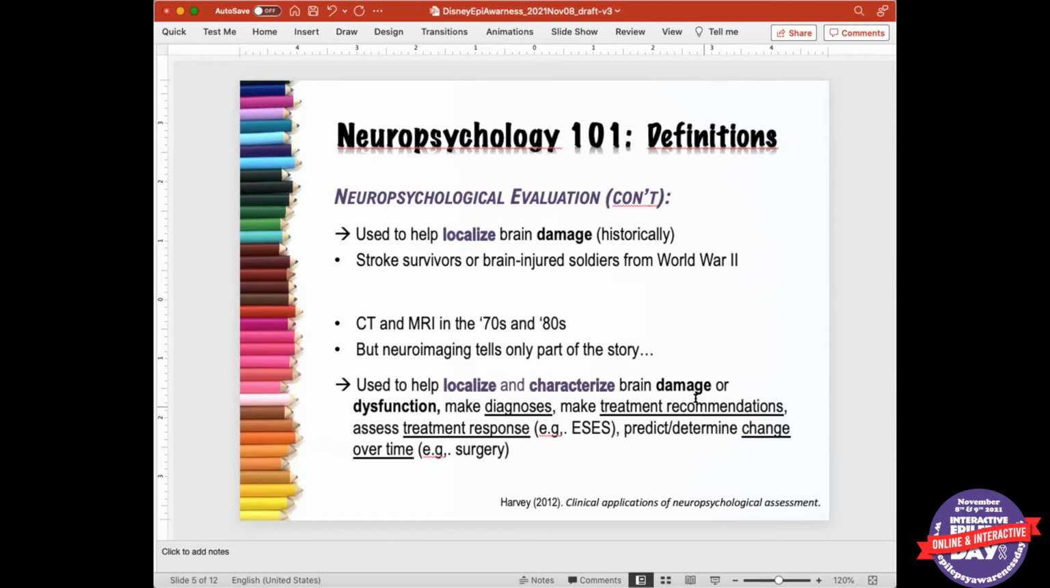So we use tests of attention, tests of memory, and I have a slide that goes through some of those domains where you can see more of that. So we use tests in these different domains to look at a kind of a profile, and that can help us make recommendations for treatment. It can also help us assess when treatment has been helpful or not.